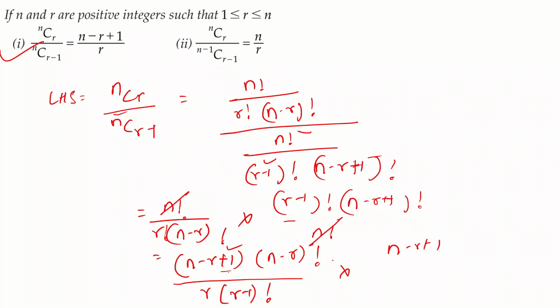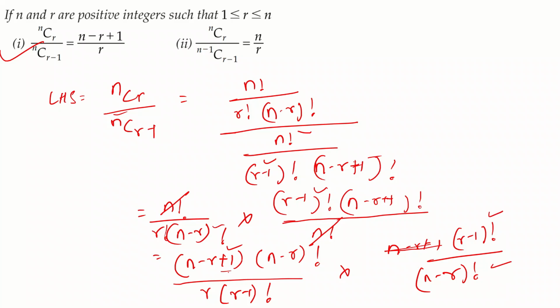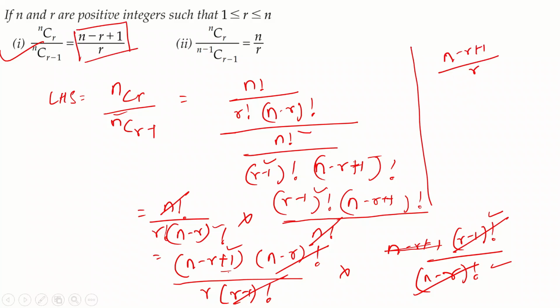We are left with r minus 1 factorial and n minus r factorial. These are the things that we are left with. So n minus r factorial cancels out with this, and r minus 1 factorial cancels out with this, and finally what we are left with is n minus r plus 1 divided by r, and this is what was required to be proved. Okay, so in a similar way you can try and prove this result yourself.